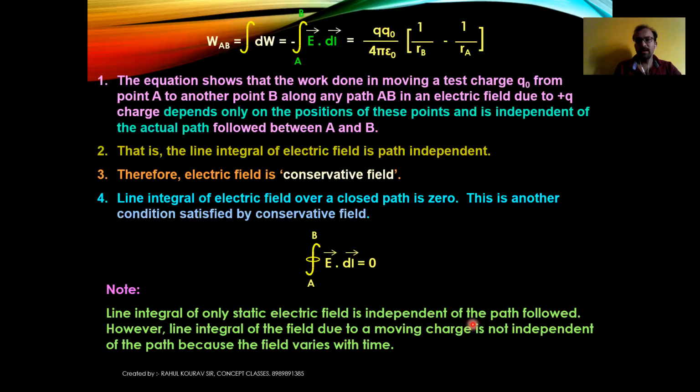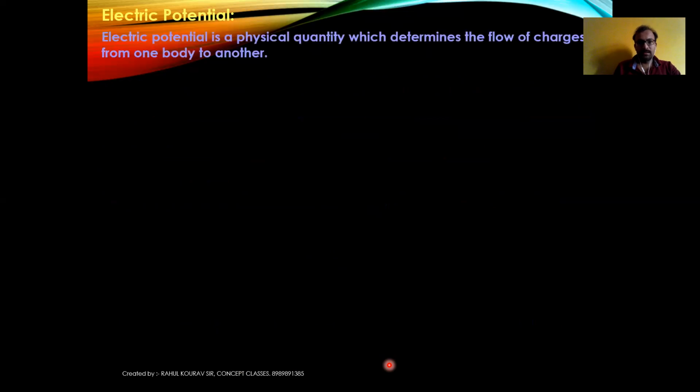If the charge is moving, then the strength of the field also changes with time, or changes with the motion, so it will depend on the path. Right, you can take a screenshot, or I'm moving further. Then going with electric potential, what is it? See, I shifted my screen.